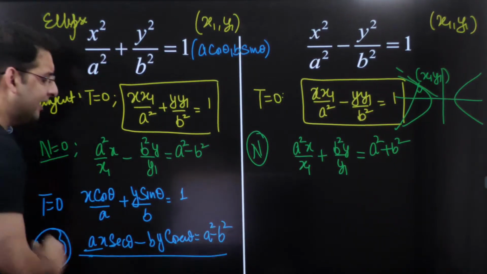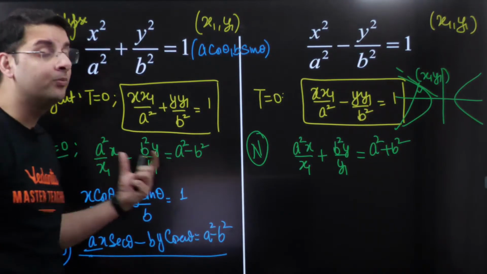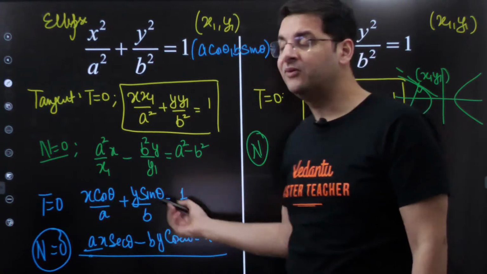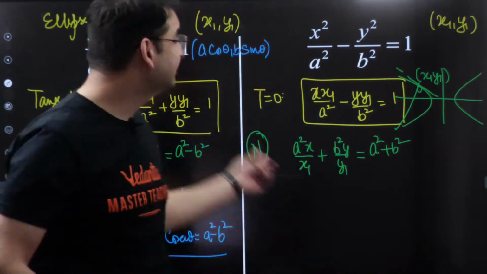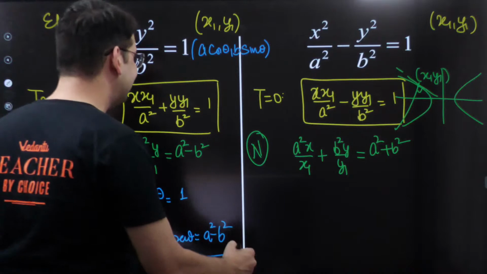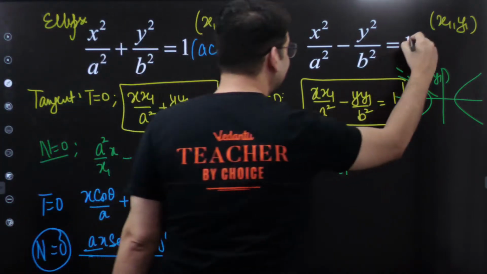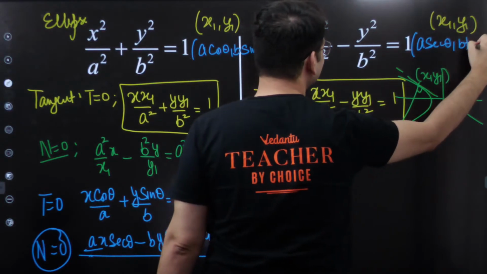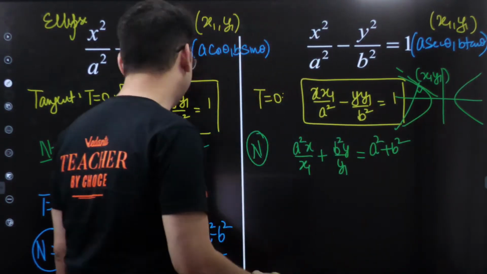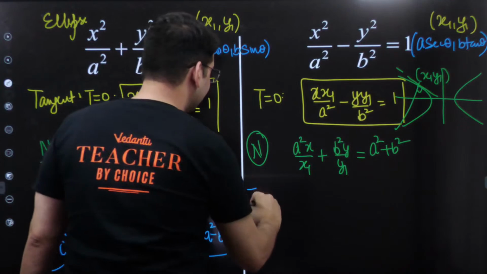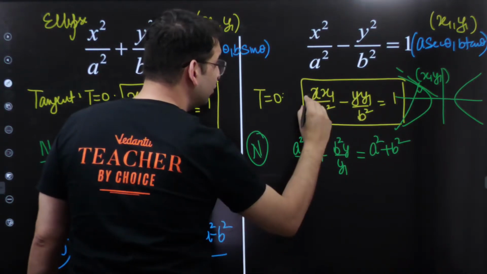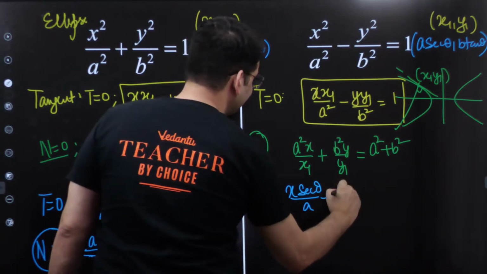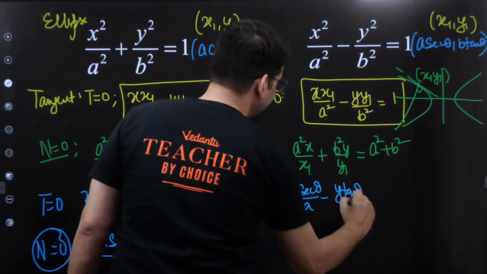So directly in one line you are able to write the parametric normal form of this ellipse. Likewise, you apply the same trick here. The parametric point is going to be a secant theta, b tan theta. So T equal to 0 is going to be x secant theta by a minus y tan theta by b is equal to 1.